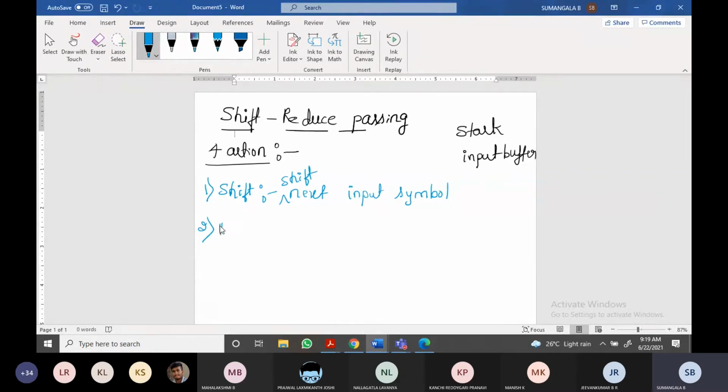The second action will be reduce. What do you mean by reduce? Yesterday you have seen the reduction. When will you be doing the reduction?